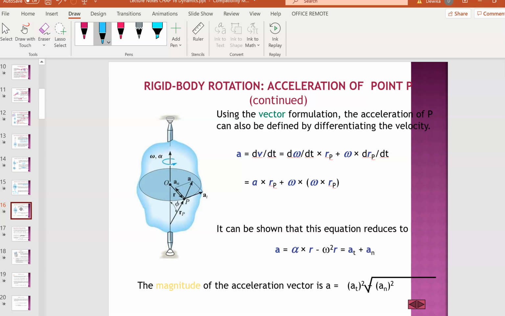Now, if you were to combine, of course, A is a combination of A tangential plus A normal, centripetal. So you have an equation which is actually combining alpha R and your omega square R. When you derive, you will get that this is actually minus. Okay, so we have completed this.